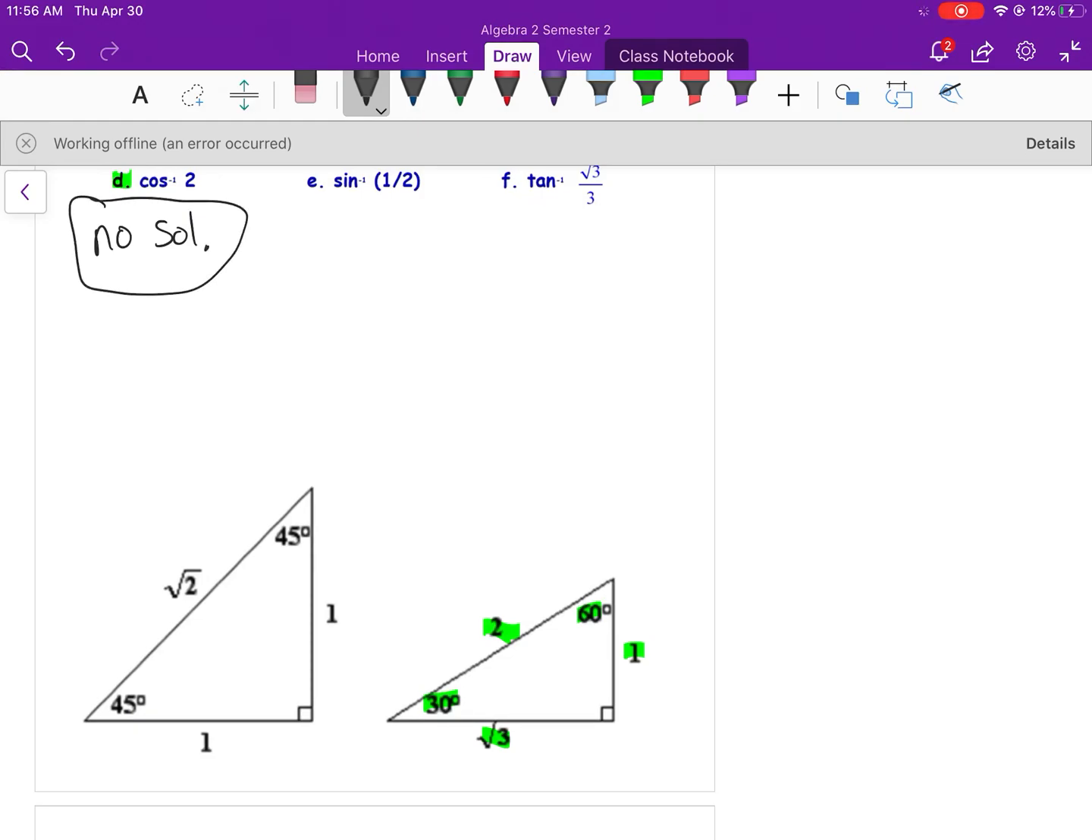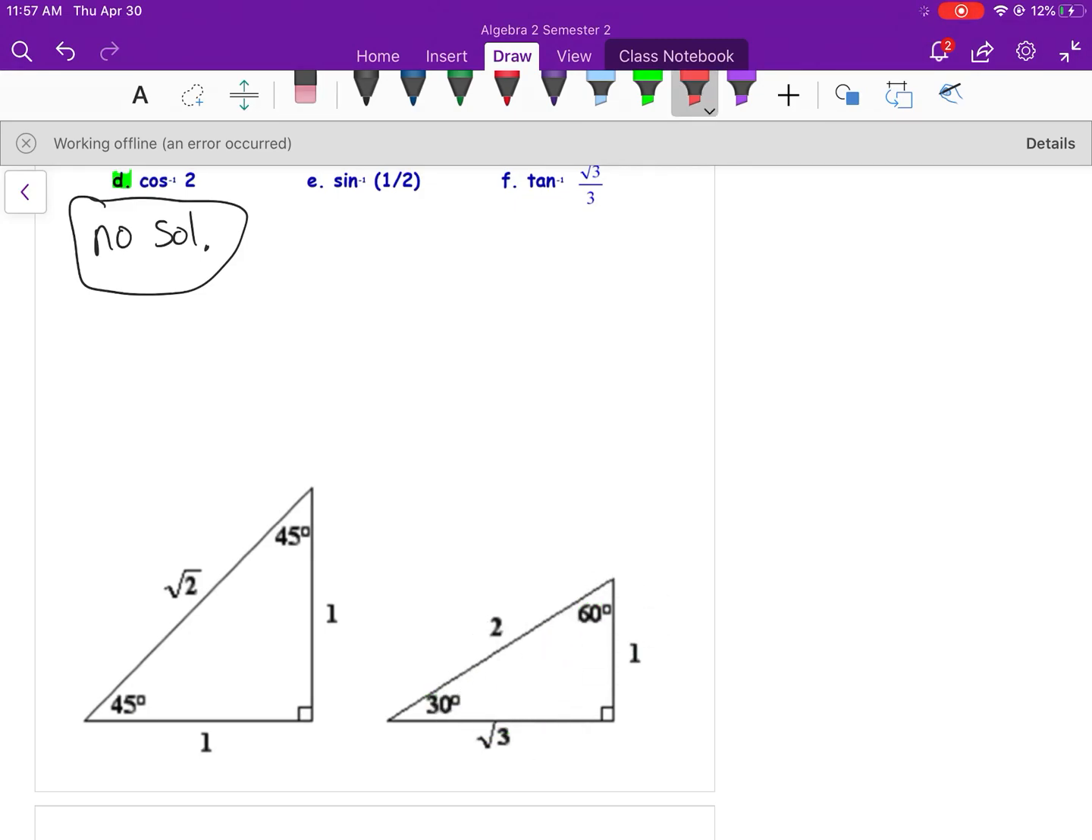Whenever we're doing these, the value has to be less than 1. So anytime you see inverse cosine, inverse sine, or inverse tangent of 2 or 3 or 4, those are not going to be possible. So, just a little hint there.